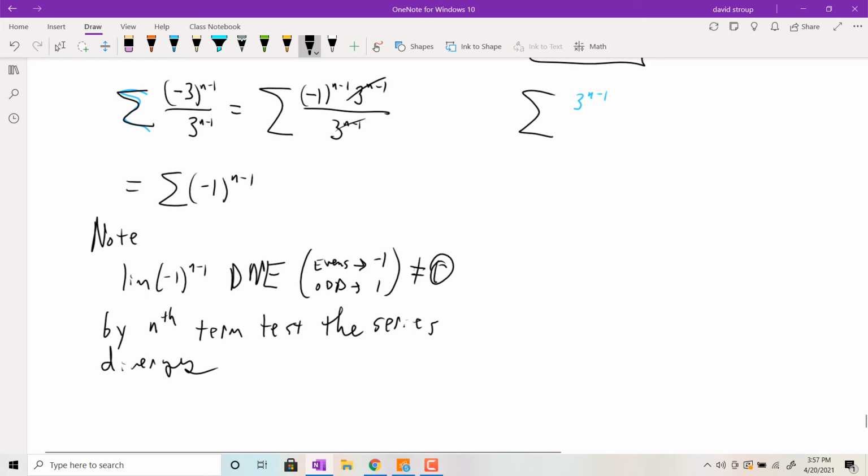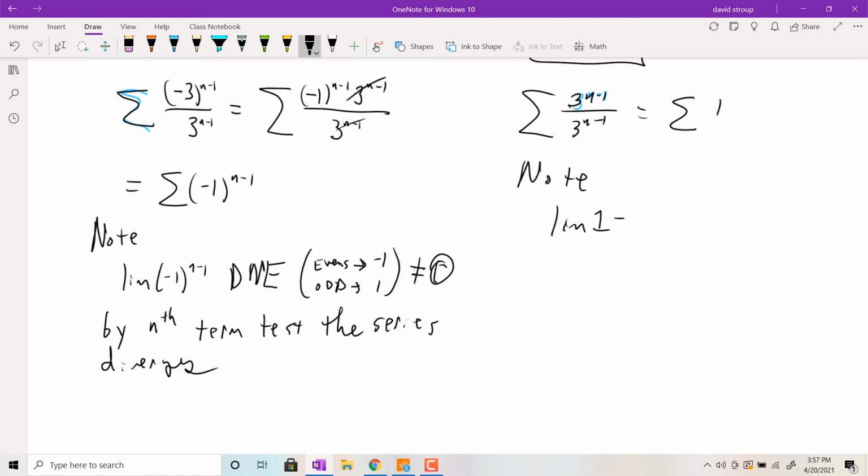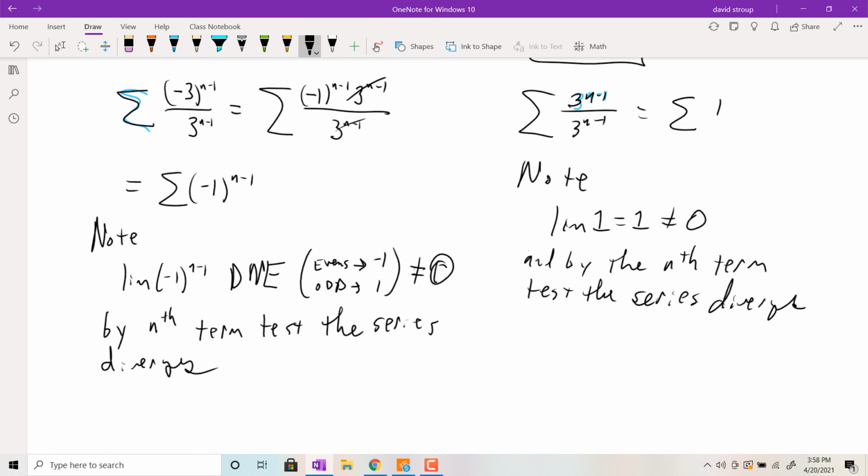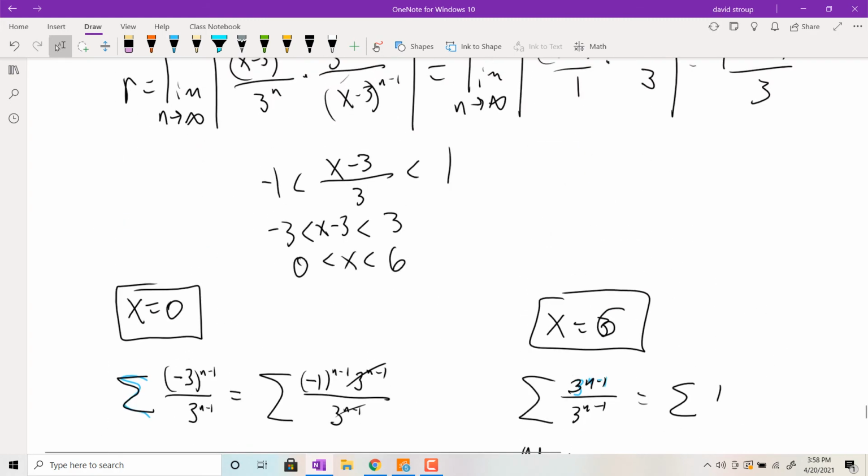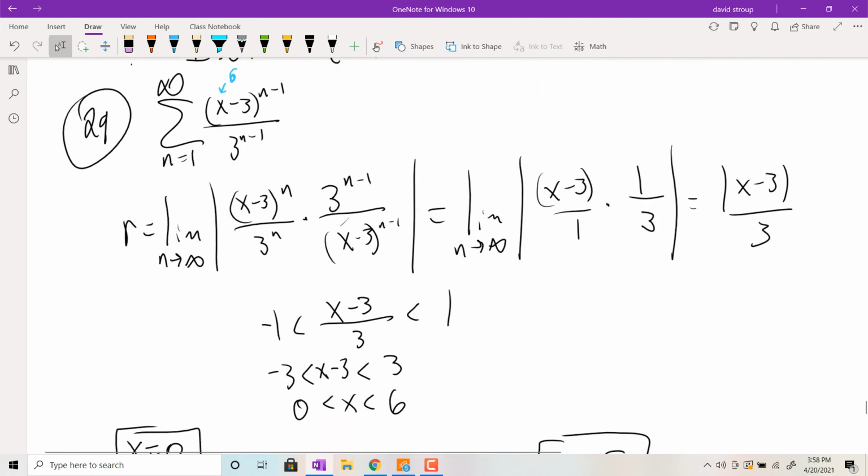All over 3 to the n minus 1, which is just a sum of 1. And then again, you could use the nth term test. So note the limit of 1 equals 1, which does not equal 0. And so by the nth term test, the series diverges. Okay, so expect to build some Taylor or Maclaurin series. Also expect some of these interval of convergence problems, okay, from 9.8.